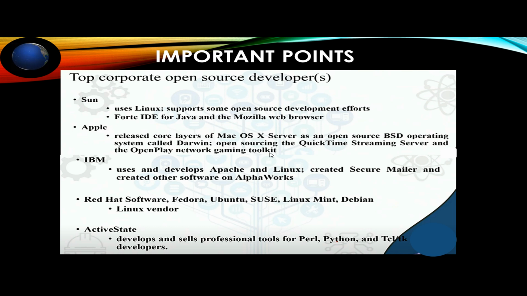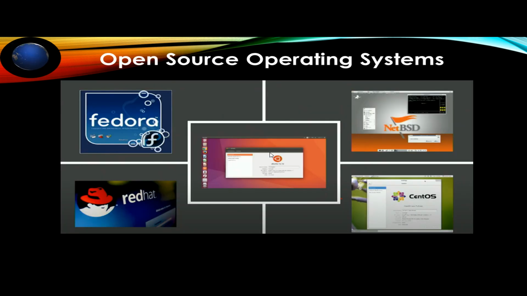IBM also uses developed Apache and Linux based systems, and created the secure mailer and other software on alphaWorks. I have just mentioned some of the top corporate sectors which provide open source platforms. ActiveState, you see the Perl and Python toolkits, are there. The open source operating systems are like Fedora, Red Hat and NetBSD. You can download such software freely.